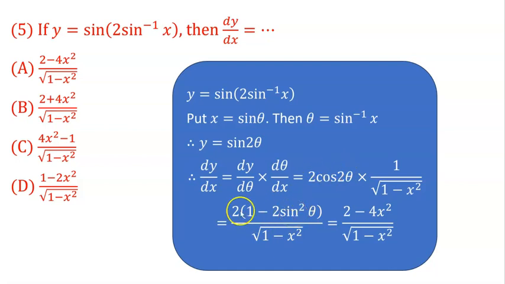Okay, that is here 2 in bracket 1 minus 2 sine square theta. The formula for cos of 2 times theta is 1 minus 2 sine square theta, upon root of 1 minus x square. And next simplification, multiply these two to 1 and this 2. Then our expression will become 2 minus 4x square upon root of 1 minus x square. This is dy by dx, and hence here option A is correct. Now next question.